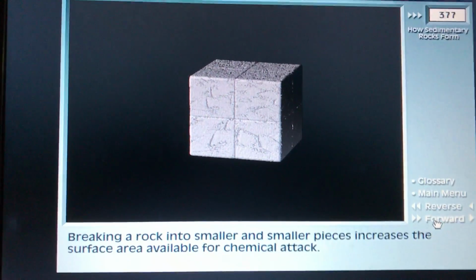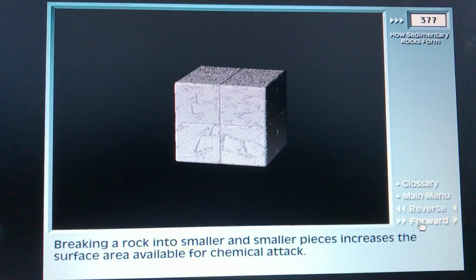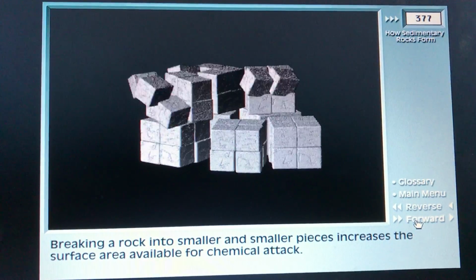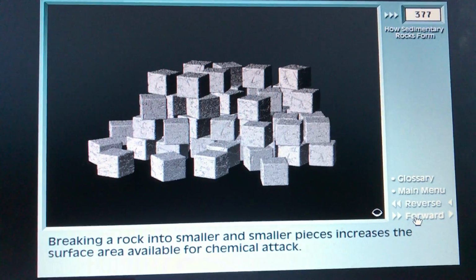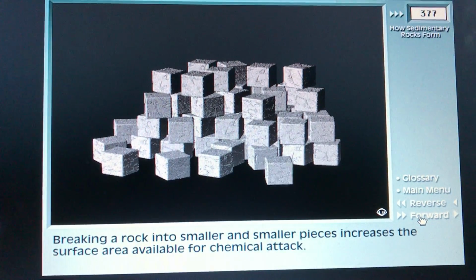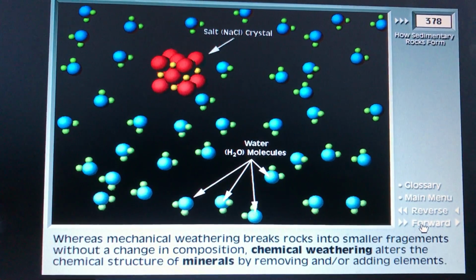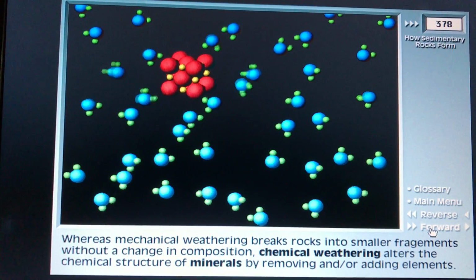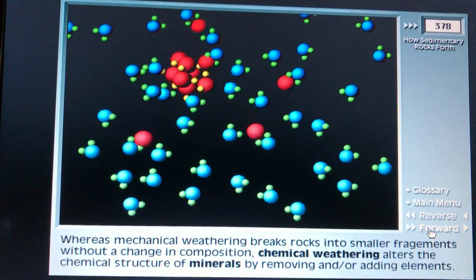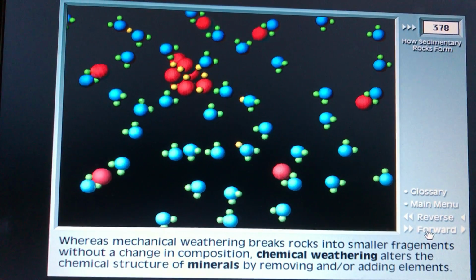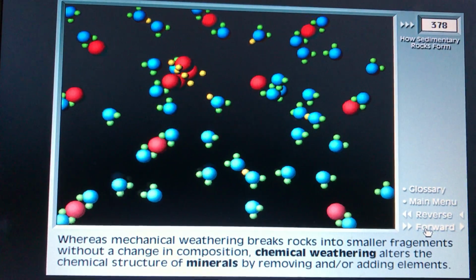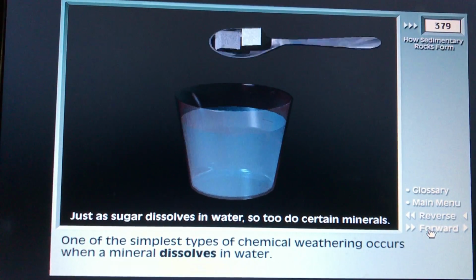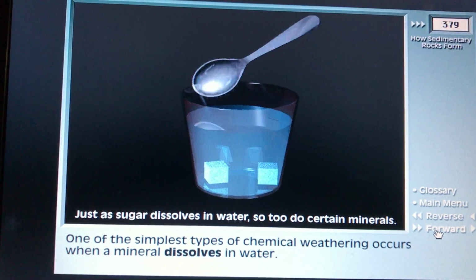Breaking a rock into smaller and smaller pieces increases the surface area available for chemical attack. Whereas mechanical weathering breaks rocks into smaller fragments without a change in composition, chemical weathering alters the chemical structure of minerals by removing and/or adding elements. One of the simplest types of chemical weathering occurs when a mineral dissolves in water.